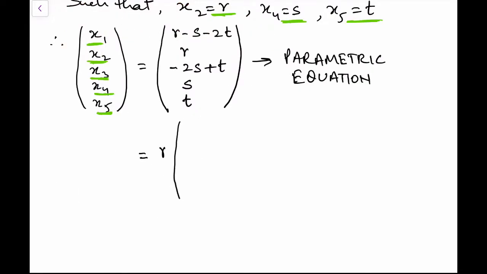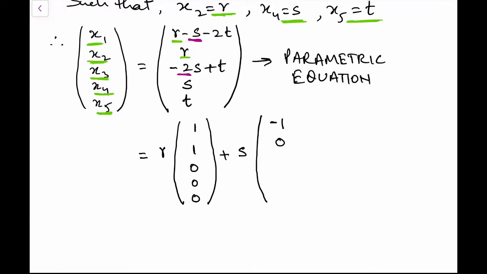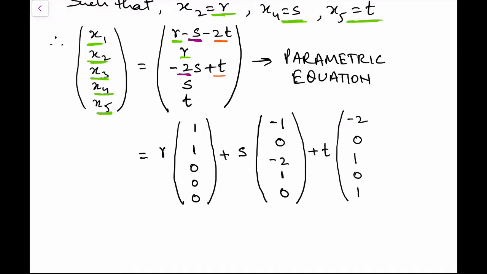or we can write it as r times (1, 1, 0, 0, 0) plus s times (minus 1, 0, minus 2, 1, 0) plus t times (minus 2, 0, 1, 0, 1). So these are the three vectors we got.